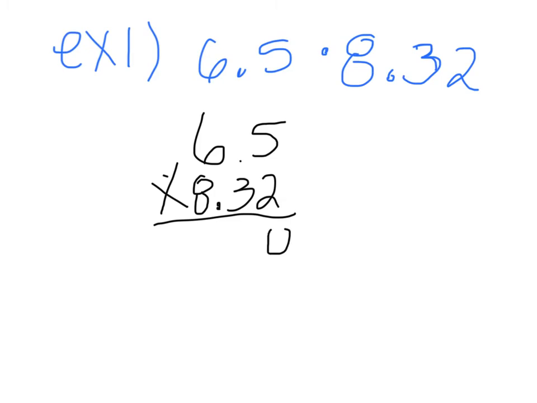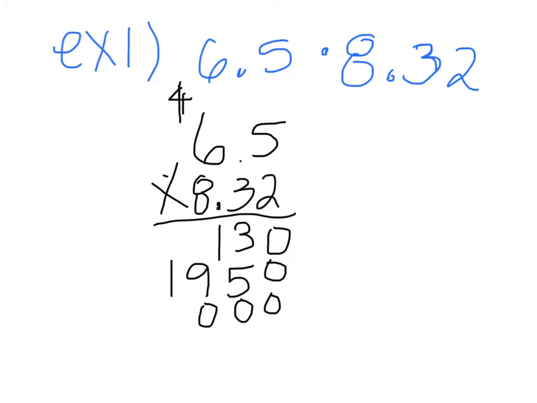2 times 5 is 10, carry the 1. 2 times 6 is 12, plus 1 is 13. Come down to multiply your second number, start with a 0. 3 times 5 is 15. 3 times 6 is 18, plus 1 is 19. Going on to our third number, 2 zeros. 8 times 5 is 40. Carry the 4. 8 times 6 is 48, plus 4 is 52.